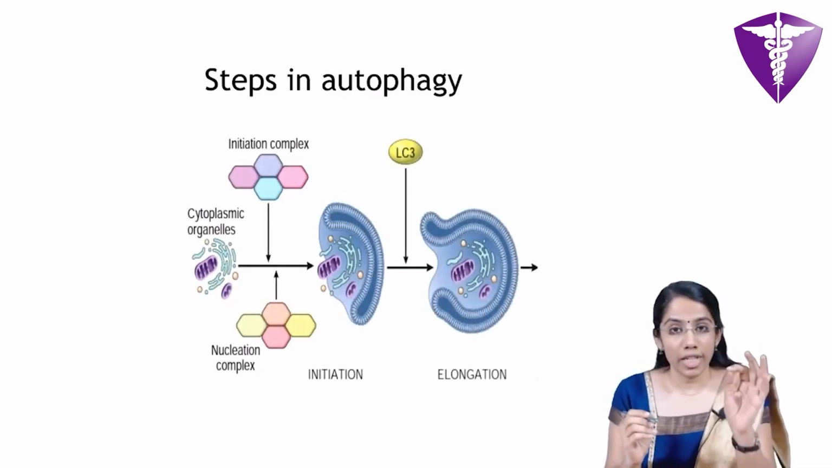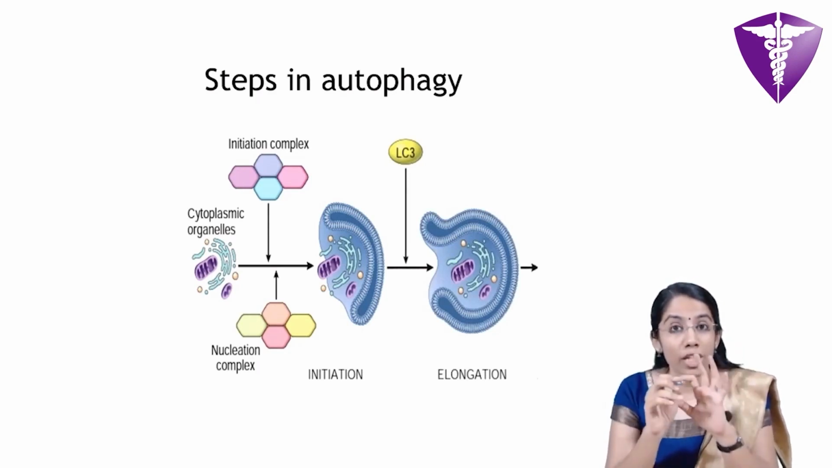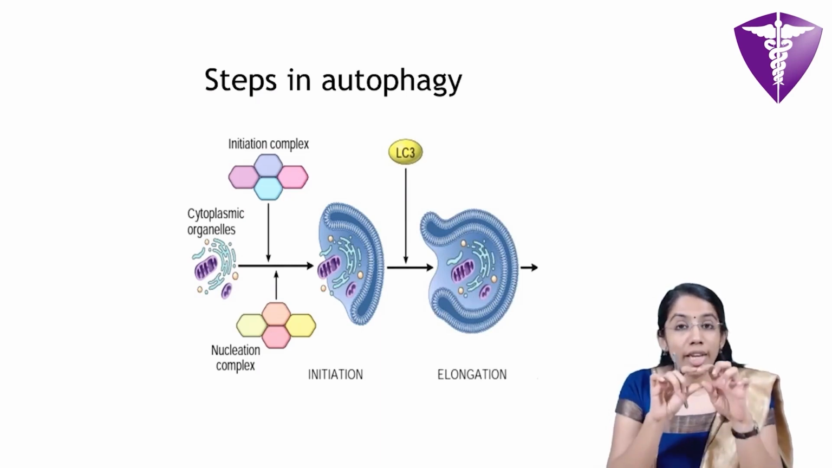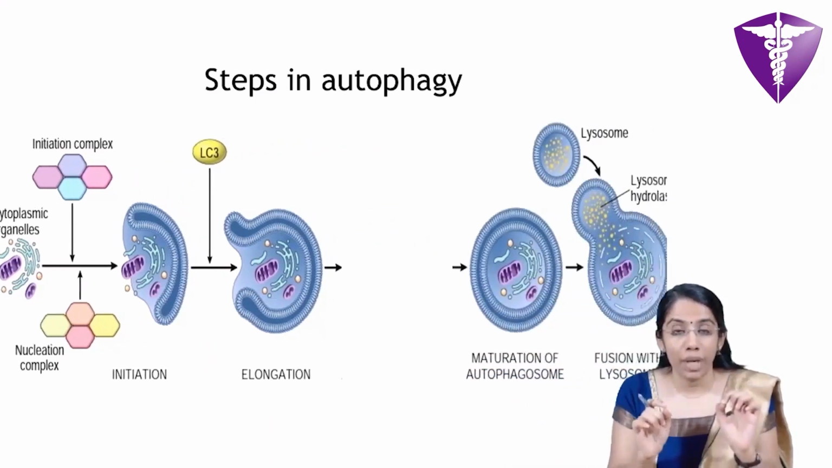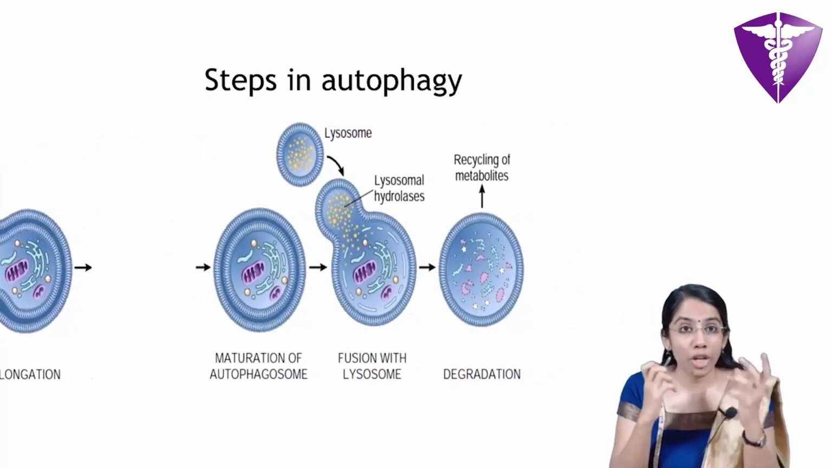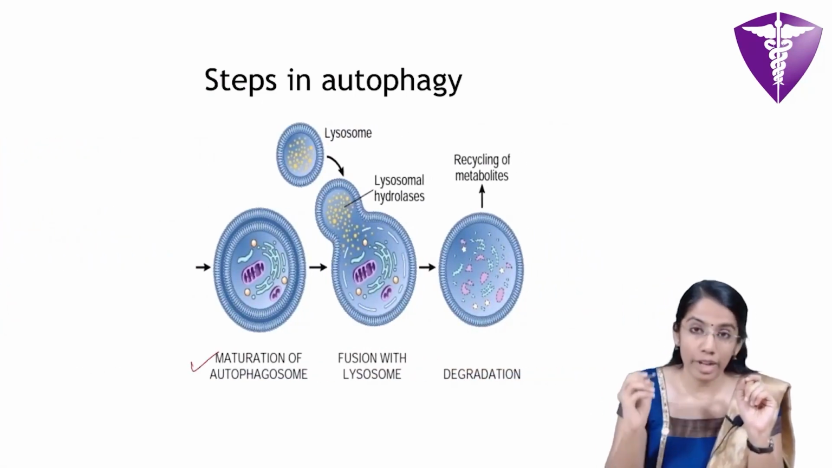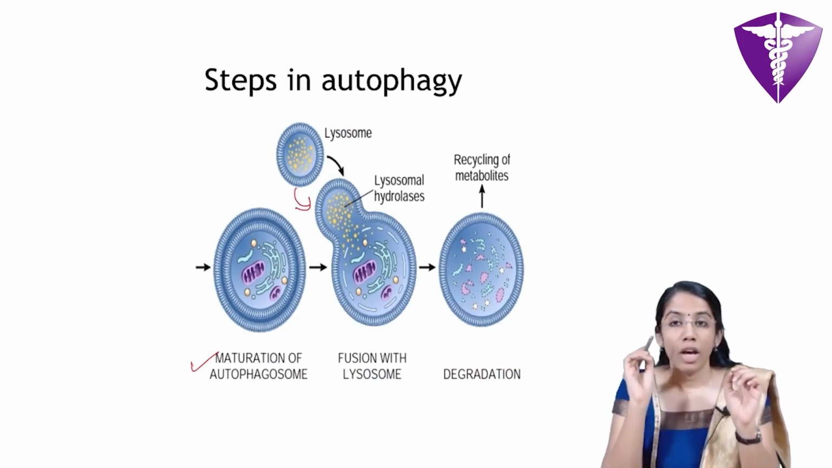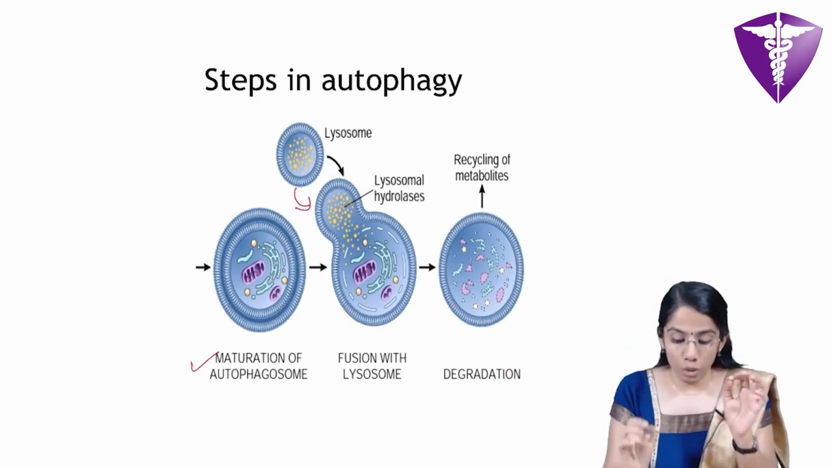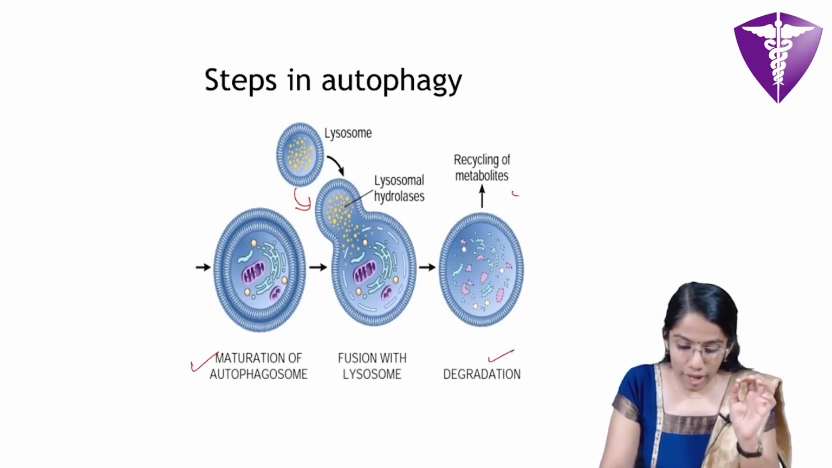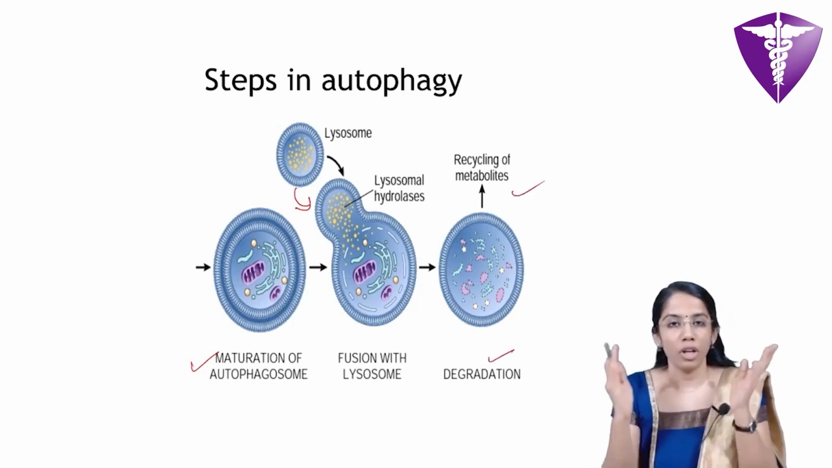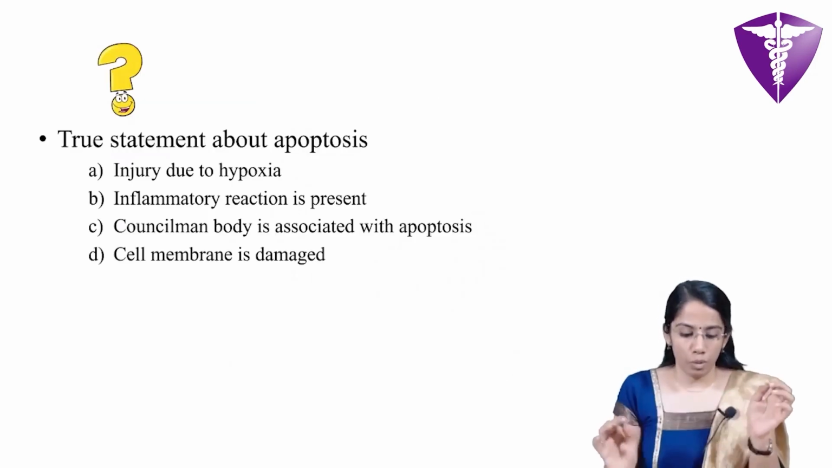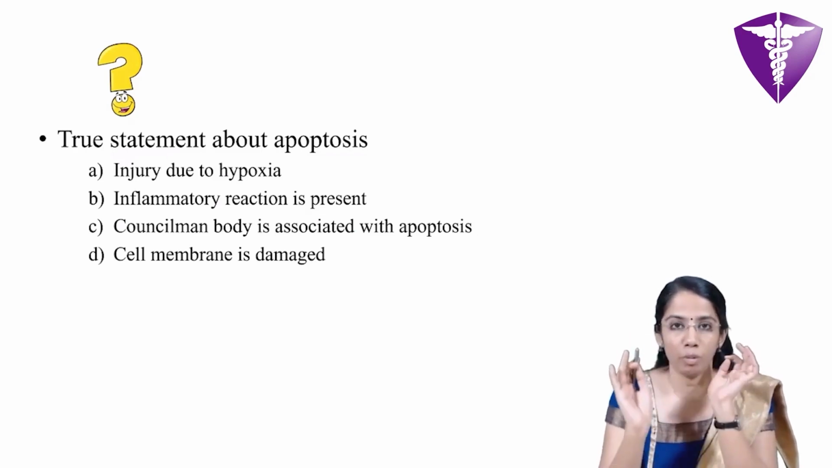So this is the main mechanism that occurs. There occurs initiation, that is formation of an isolation membrane. Then there occurs elongation of the vesicle. The next step is maturation of the autophagosome, followed by fusion with the lysosome. And following fusion with the lysosome, there occurs degradation and recycling of the metabolites for further use. So that is it about autophagy and apoptosis, necroptosis and pyroptosis.